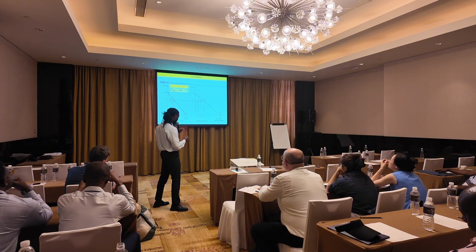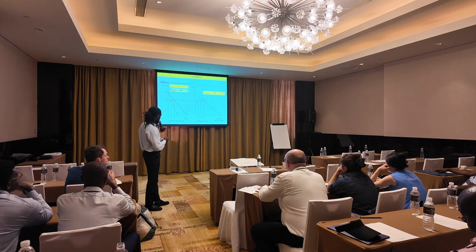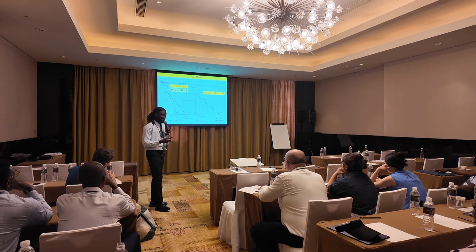So when we say horizontal summation, we are basically summing the quantity axis. So here, 30 plus 60 is 90, 0.5 plus 1 is 1.5. So we sum this and we tell them that this is the market demand curve.